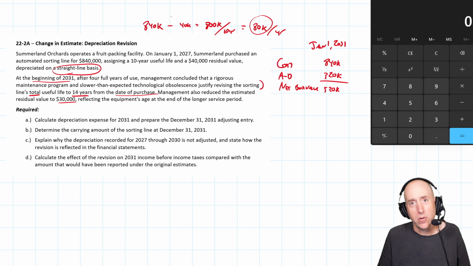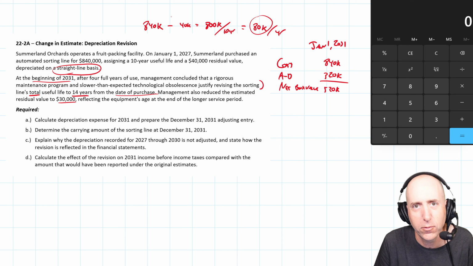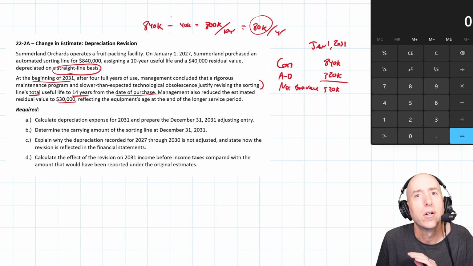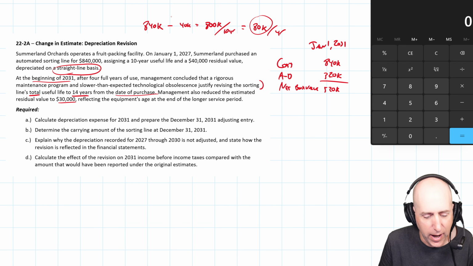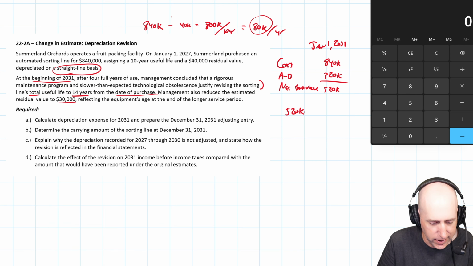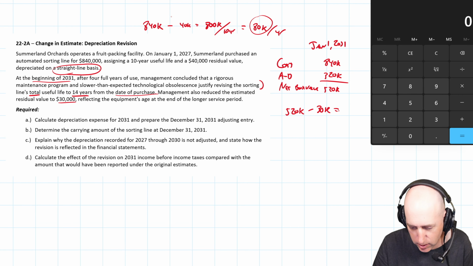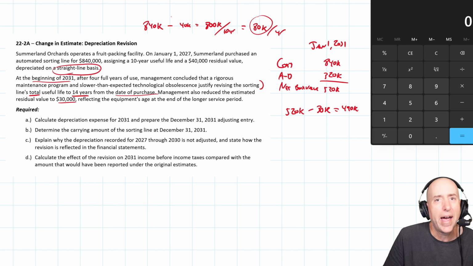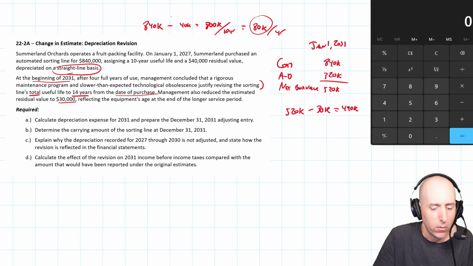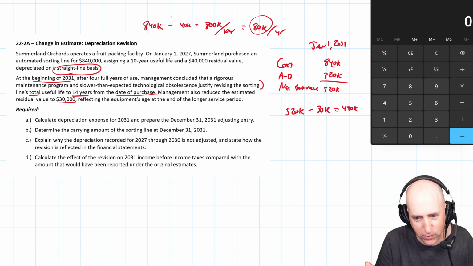And now, because it's prospective, we're not going to fix the fact that our estimate was off. We're just going to say that happened. Going forward, what do we think is going to happen with this asset? Well, I have a $520,000 asset. Its residual value is $30,000. Estimated residual value changed to 30, so its depreciable cost is $490. And how many years do I have from now? Well, it was 14 years from the date of purchase. It's 10 years from now, right?